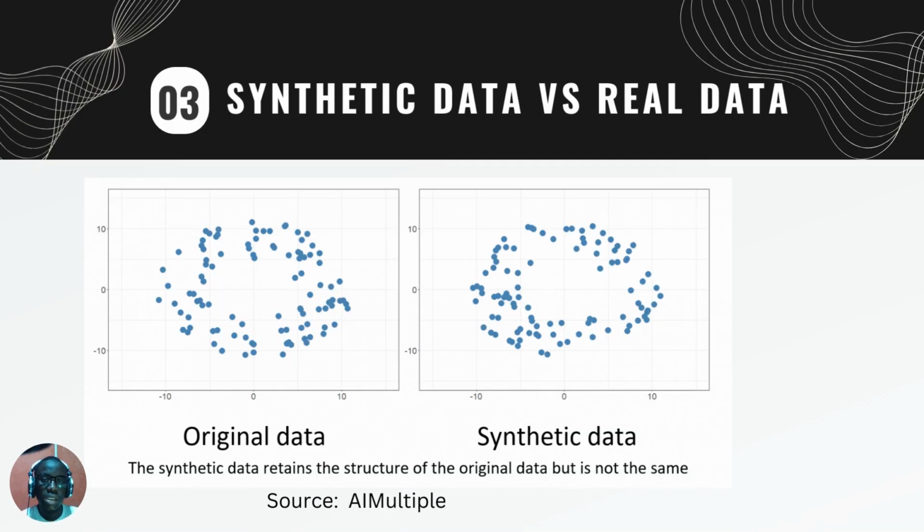Looking at the differences between synthetic data and real data, this is original data. Can you see the structure of this data? Now compare this with synthetic data. You would think they are the same, whereby they are not the same. This is real data itself, while this is synthetic data, which is generated from the real data.